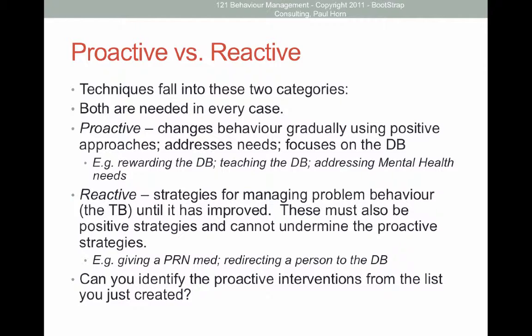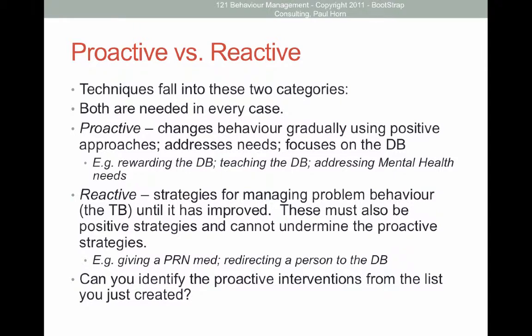What are some examples of reactive strategies? Well, let's say a person has a medicine. We call this a PRN medicine, which means a medicine that's taken as needed. Let's pretend a person has a medicine that they take when they're really agitated. So we might help that person to take their medicine at that point to reduce their feeling of anxiety or anger, and that would minimize the problem behavior.